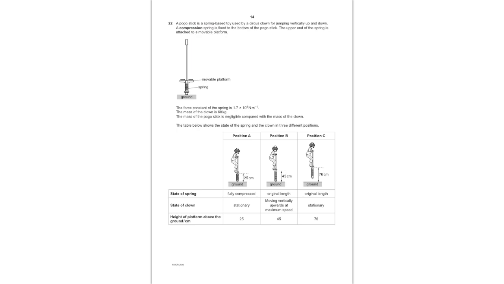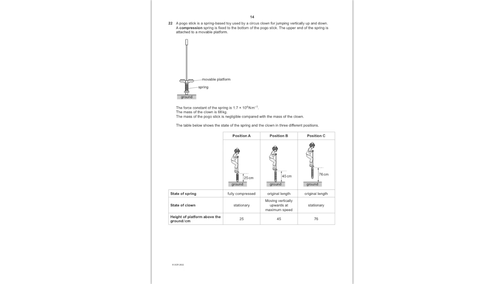So for the next question, number 22, we are given a pogo stick is a spring-based toy used by a circus clown for jumping vertically up and down. A compression spring is fixed to the bottom of the pogo stick, and the upper end of the spring is attached to a movable platform. And we are given some force constant, the mass of the clown, and that of the stick is negligible. So the overall mass is 68 kilograms, and we are given a few positions.